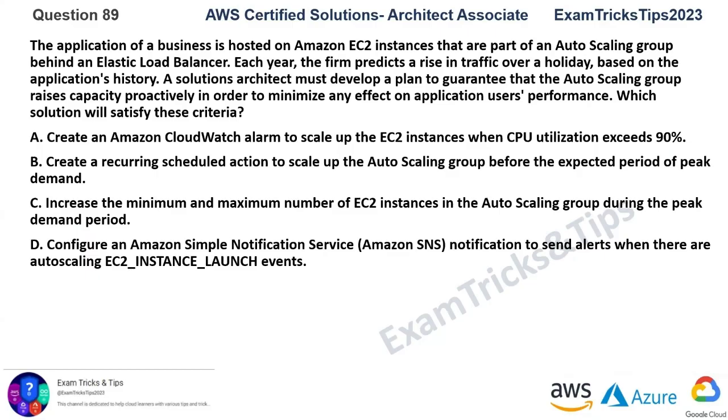Question number 89. The application of a business is hosted on Amazon EC2 instances that are part of an Auto Scaling group behind an Elastic Load Balancer. Each year, the firm predicts a rise in traffic over a holiday based on the application's history. The solutions architect must develop a plan to guarantee that the Auto Scaling group raises capacity proactively in order to minimize any effect on application user performance. Which solution will satisfy these criteria?